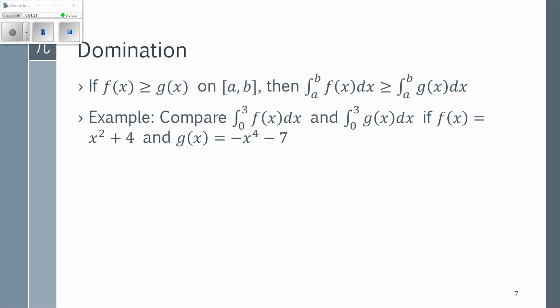Domination is just a fun one to talk about. This tends to be one that's done as one of the AP exam multiple choice questions, where it's a Roman numeral, like pick which of these Roman numerals are true. So if f is always bigger than g, then the integral of f is always bigger than the integral of g.